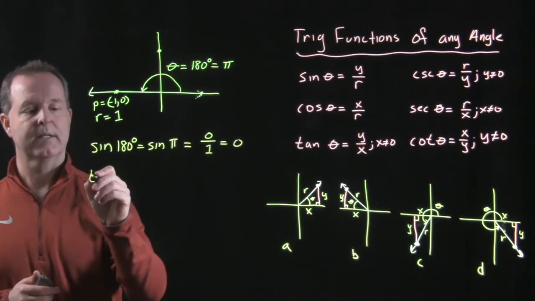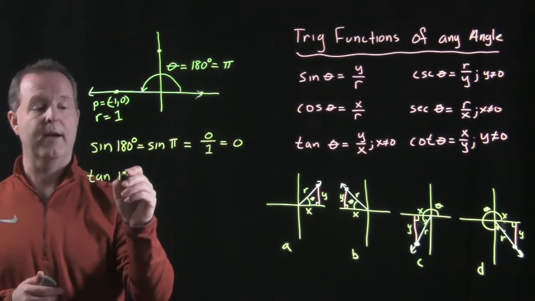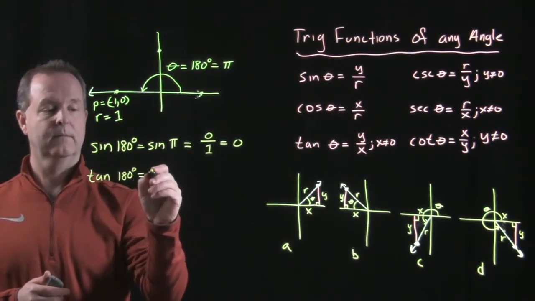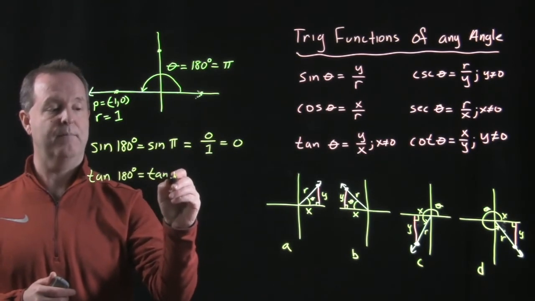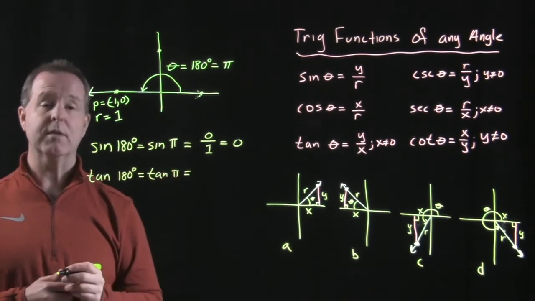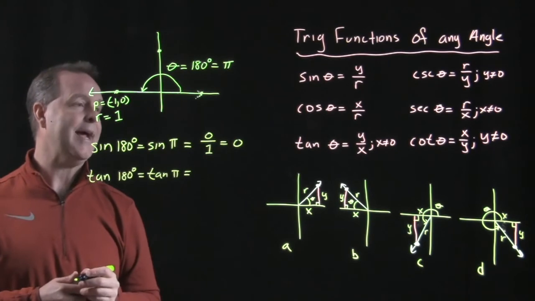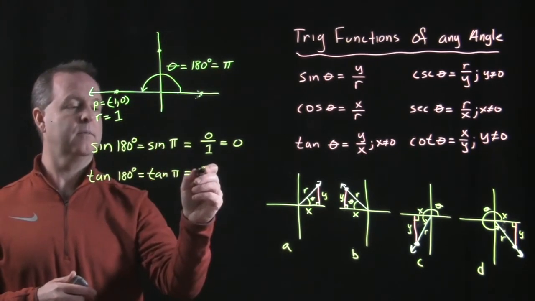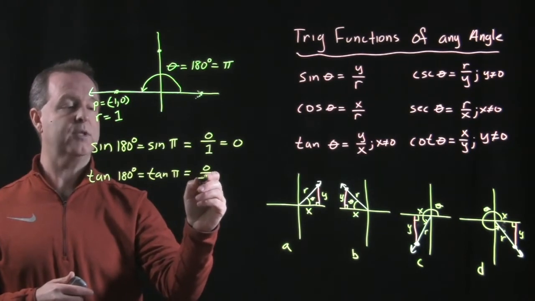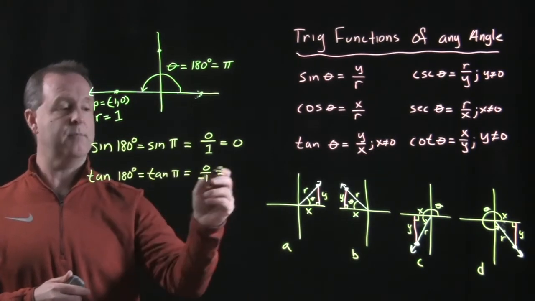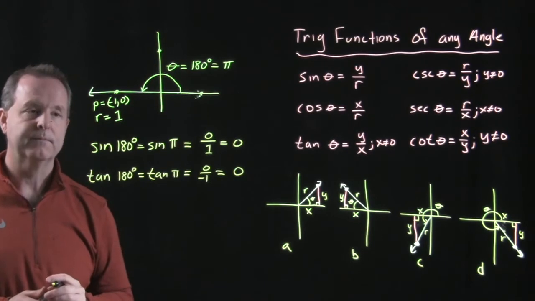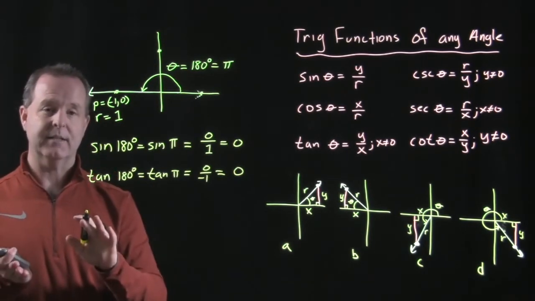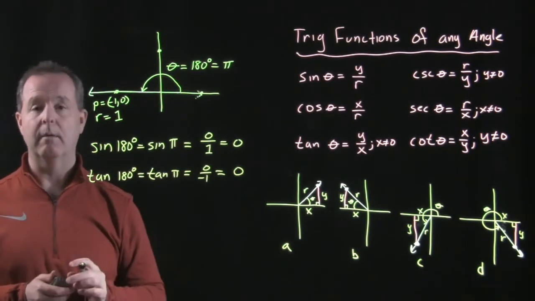Let's look at a tangent of 180 degrees. The same thing as the tangent of pi radian. And that was my y value over my x value. And so my y value is a 0 over my x value, which is a -1. And that simplifies and reduces down to 0. So the sine and tangent of 180 degrees are both 0.